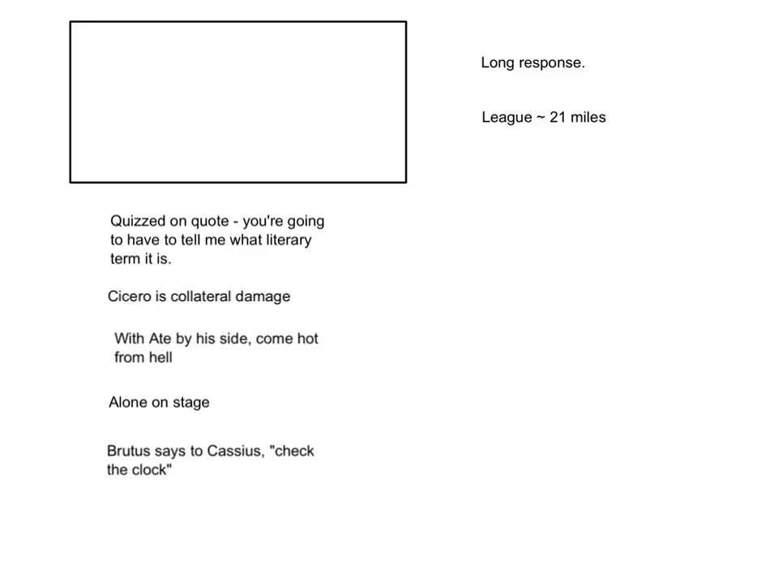So, for example, I have 4 examples here. Perfect examples of what would be on the test. All right. Cicero is collateral damage. All right. If you're making things sound nicer than they actually are, instead of saying Cicero is an innocent victim, we would call this a euphemism. Now granted, you'll have multiple choice, so you'll have more options. Another example. With Ate by his side, come hot from hell. And here we have an allusion.